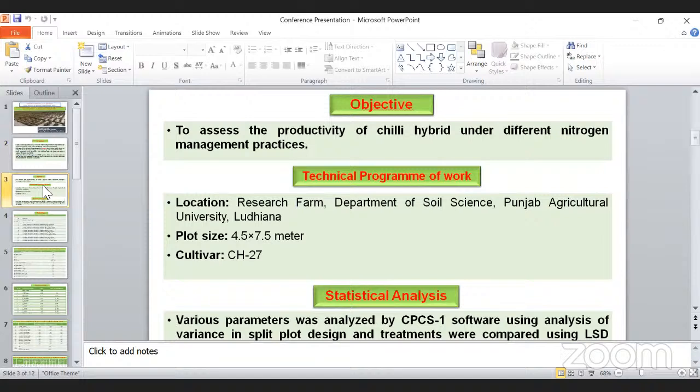Objective: to assess the productivity of chili hybrid under different nitrogen management practices. The location is the Research Farm, Department of Soil Science, PAU Ludhiana. The cultivar used is CH27. The statistical analysis was done with the CPCS1 software using LSD at less than 0.05.